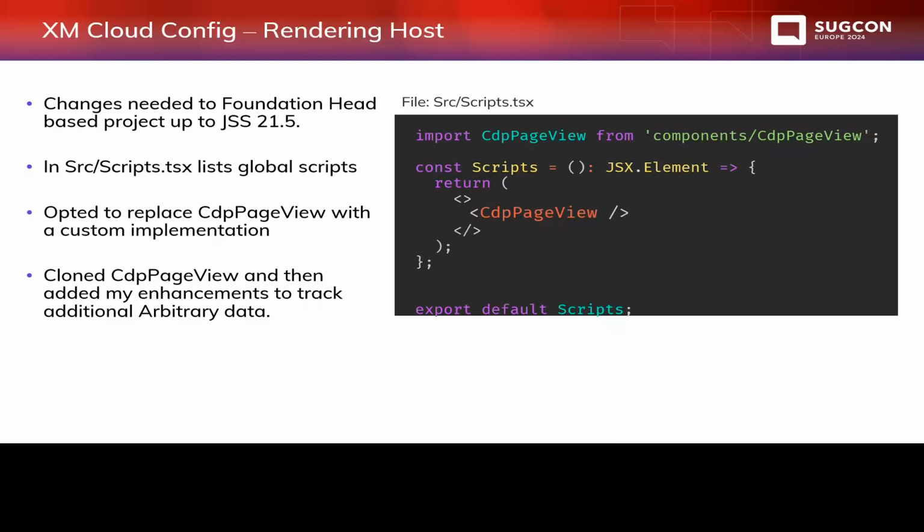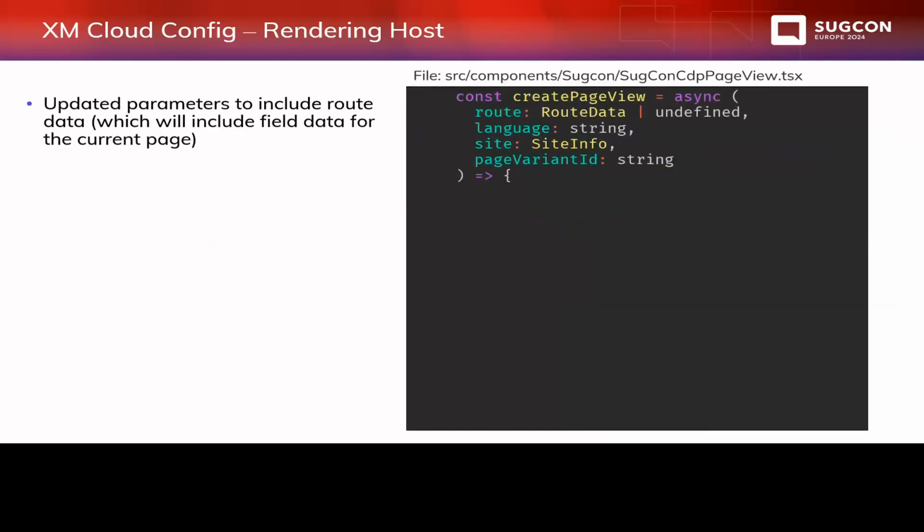So the first thing, I'm assuming that you're using Foundation Head, you're using Next.js for this, and this is going to talk about versions before 21.6 of JSS. I'll cover 21.6 and beyond in a second. So I opted to replace the CDP page view with custom changes that I was making because I didn't want to overwrite the out-of-the-box functionality. And so I duplicated it, and then I applied my changes, which are now going to be talked about.